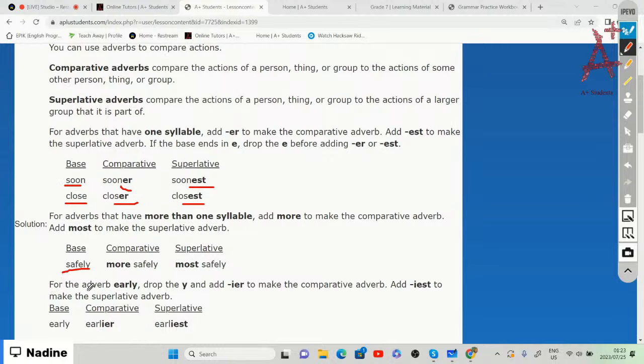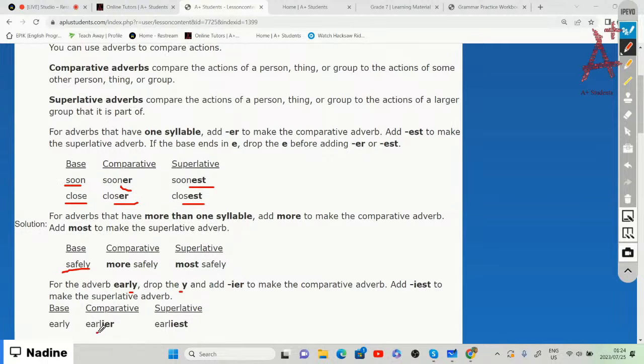And for the adverb early, we drop the Y. So for example, we drop the Y and we just add IER. You're not going to say earlier by still adding the Y. You drop the Y and you just add IER to make the comparative adverb. And we add IEST to make it superlative, which will end in earlier for comparison and earliest as superlative adverbs.